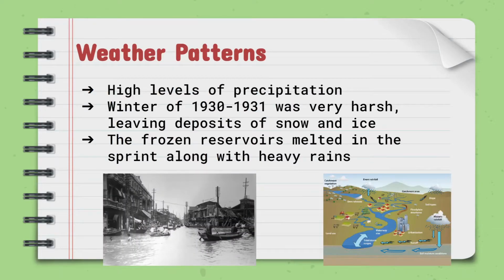Okay, so the weather pattern that caused the flood was due to the high levels of precipitation. The winter of 1930 to 1931 was pretty harsh. It left large deposits of snow and ice in the upper attachments of the rivers. These frozen reservoirs melted in the spring and merged with unusually heavy rains and left the rivers and lakes with high water tables.